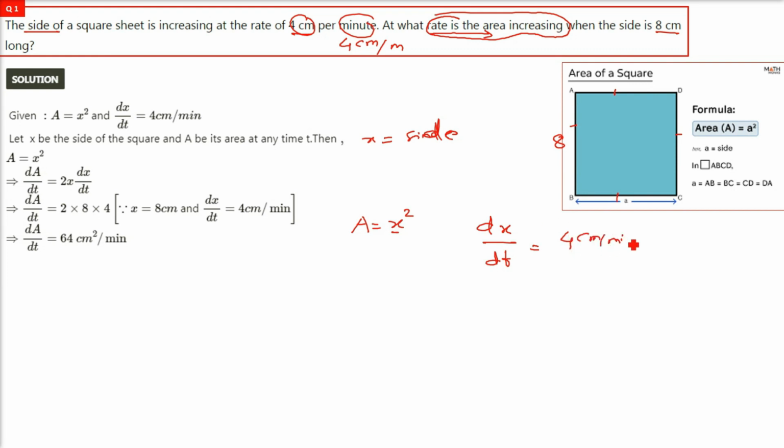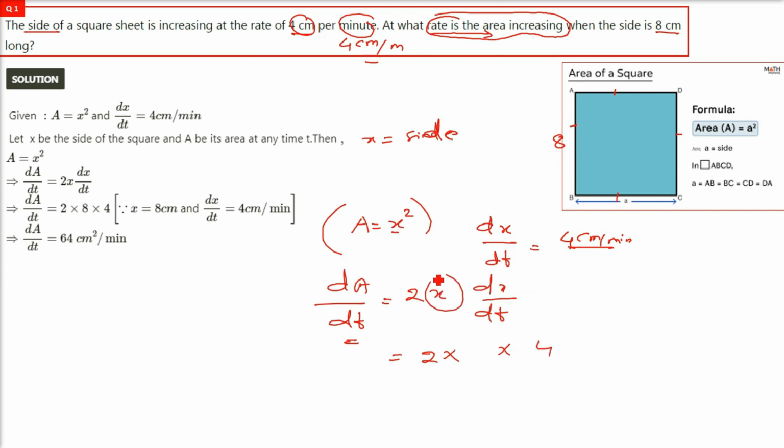Alright, so 4 cm per minute it is, and area is still x square, but we haven't found out the rate of increasing of area. That can only be computed when we take dA by dt. So dA by dt is a differentiation of x square, which is 2x, but we are differentiating with respect to t, not x. So we have to differentiate x and write it as dx by dt, 2x dx by dt, and then we have this dx by dt already being given in the question, 4 cm per minute. x is what? When the side is 8 cm long, so we put 8 in the place of x. 2 into 8 into 4 is 64, and centimeter square by minute. The unit is also very important.